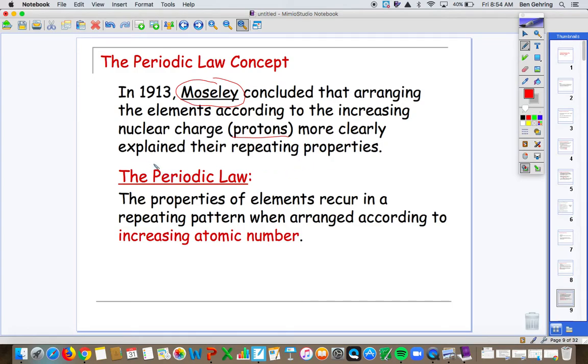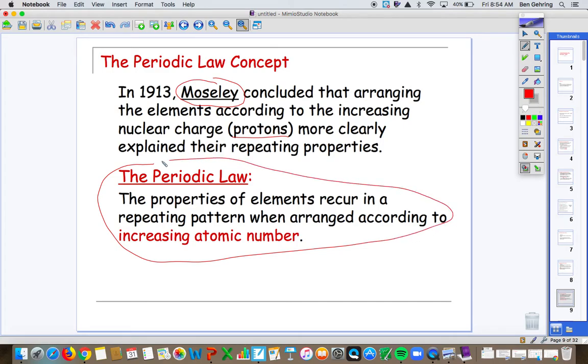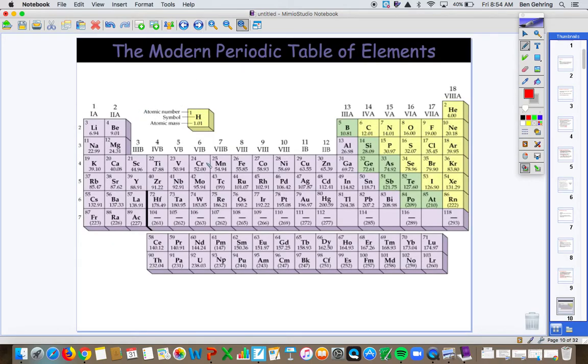And so this is where we just developed this idea of periodic law. And so periodic law is the notion that properties of elements recur in a repeating pattern when arranged according to increasing atomic number. Basically, if you line things up by atomic number, the properties will eventually repeat themselves. Periodically, the same thing happens. And that's periodic law based on Moseley's table that lined them up by protons, which is how we line them up today. So your periodic table is based on your atomic number, which is equal to the number of protons. And that's how our table is arranged now.